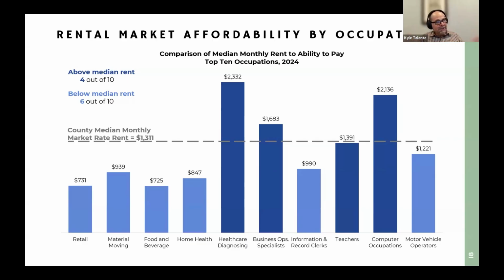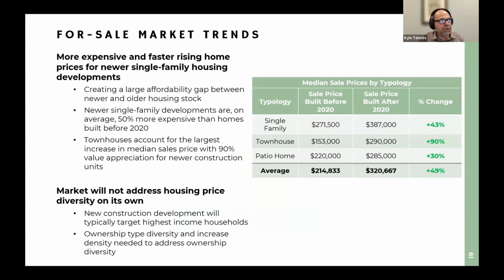And as you can see, only 3 of the 10 largest occupations have enough money to pay less than 30% of their gross income to rent at the median here in the marketplace, with teachers being just below the line. A lot of times people talk about emergency services or first responders or community service employees. Teachers is a great example of, on average, the average teacher isn't going to be able to even afford the median rent, let alone a new constructed unit, which is going to be priced at the highest end of the marketplace. And the situation is very similar for ownership.